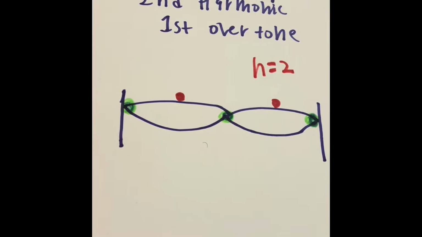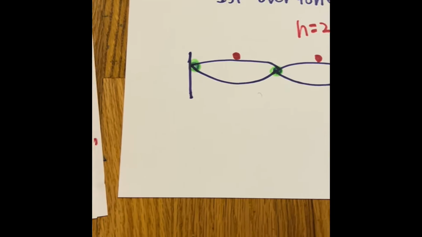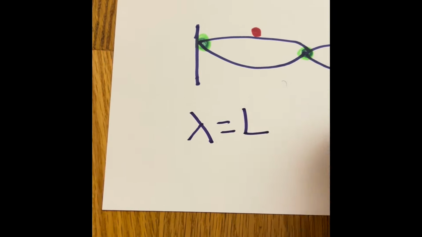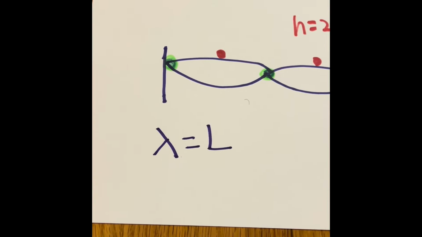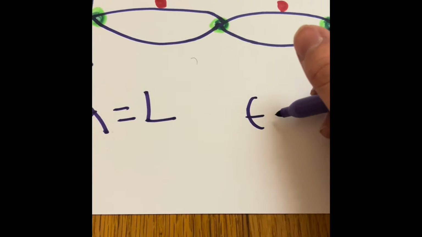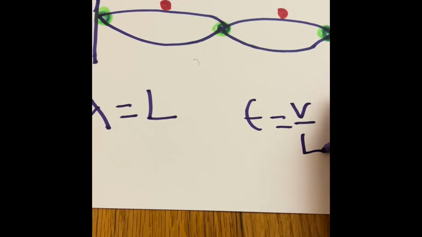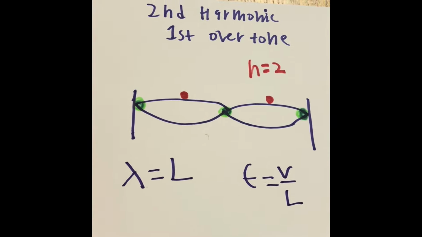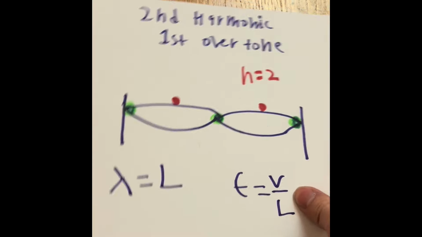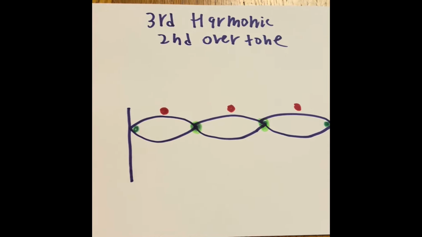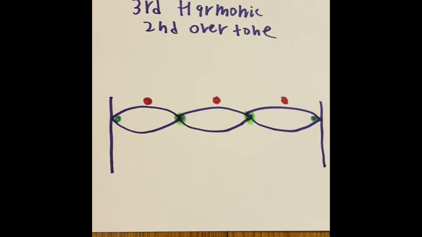If you were to write this in a formula, then you would have the wavelength equals the length, which is really easy, a math question answering itself. We also have the frequency equals the velocity divided by L. So that is the second harmonic or first overtone wave. Let's see what happens with the next one. We're going to show you the first 5 because those are the most common types of standing waves that you might see. So this is the third harmonic and second overtone.